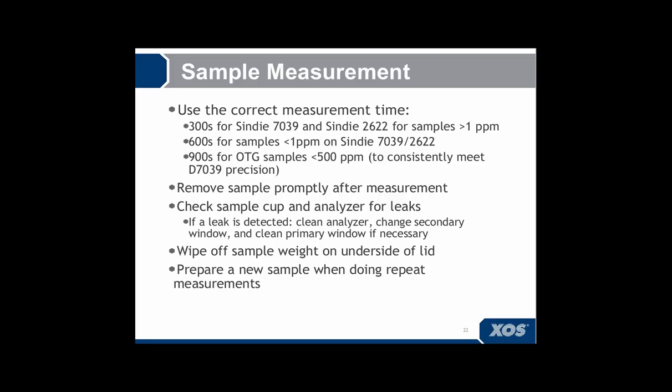And obviously, if a leak's detected, clean the analyzer, change the secondary window, check the primary window, and see if that needs to be cleaned. Wipe off the sample weight. And then, lastly, prepare a new sample when doing repeat measurements. Don't measure the same sample twice.